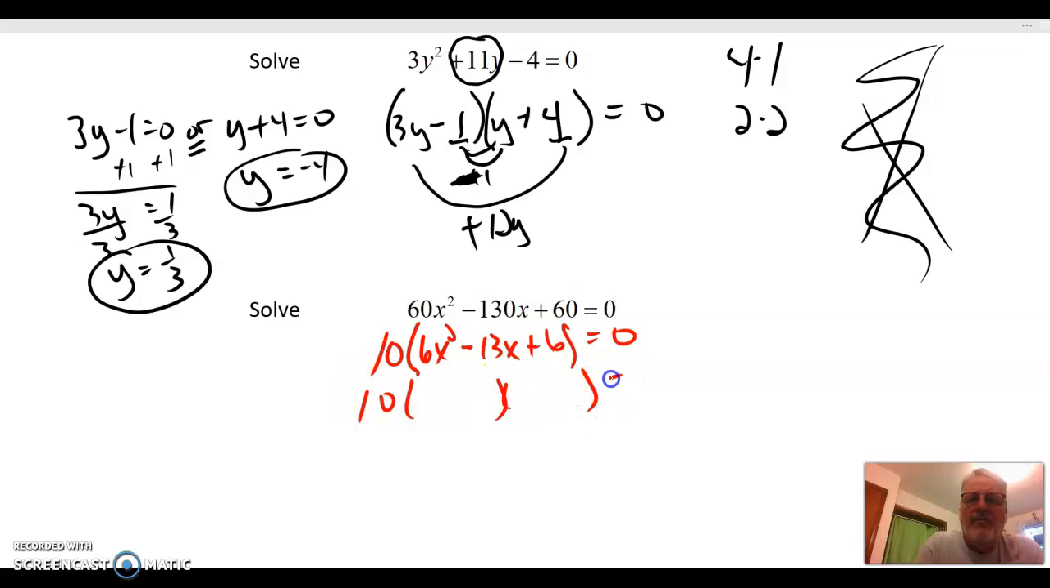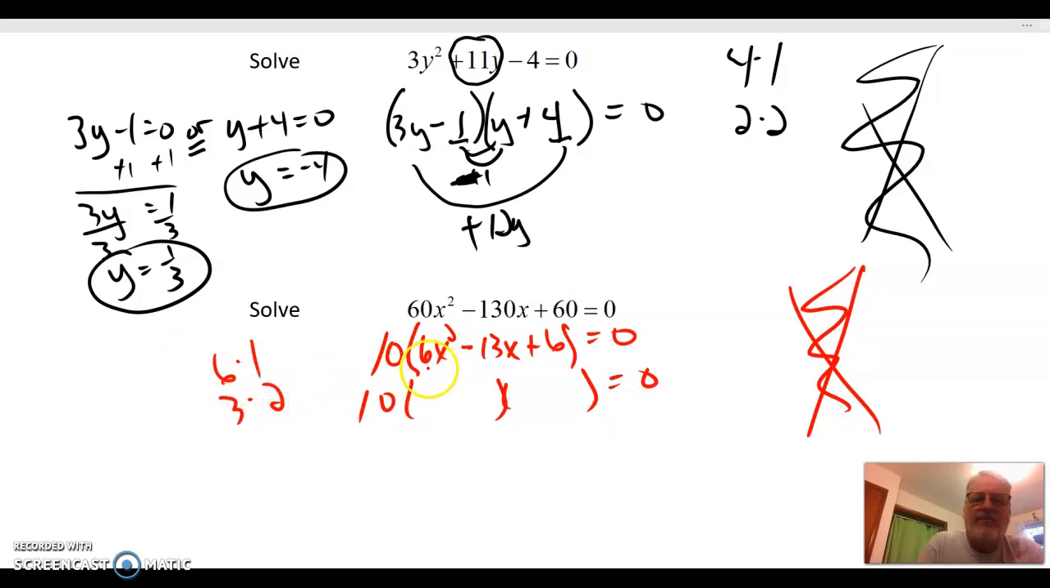2 sets of parentheses. I can't use that rule, right, because of that 6 out front. So I have to just guess and check. So my choices are 6 times 1 or 3 times 2. That's for the 6x squared. I'm going to try 3x and 2x.